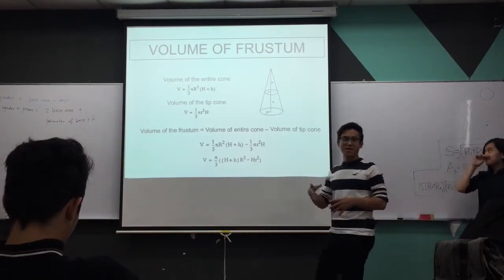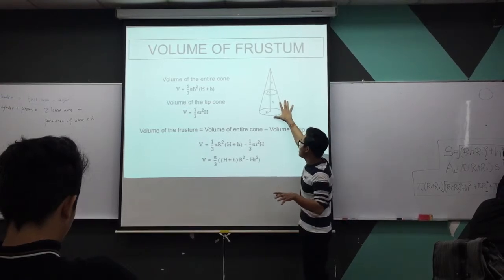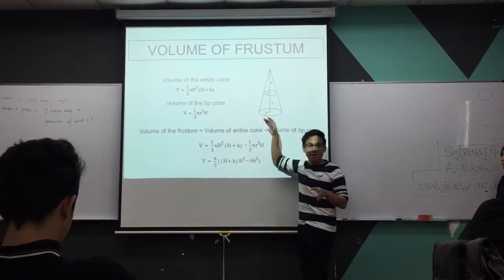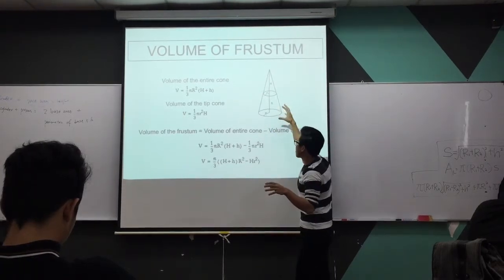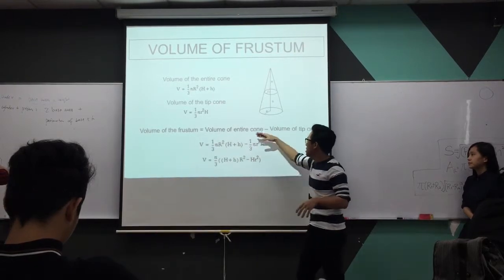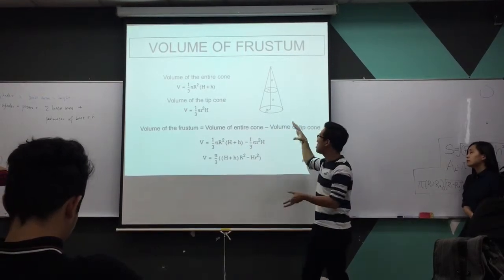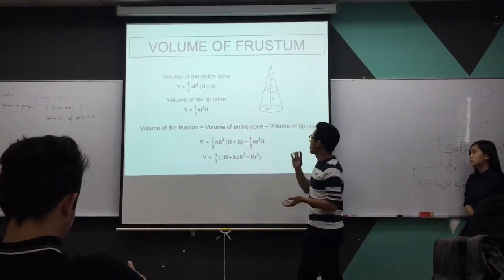Okay, I'm talking about the volume of a frustum. Let's start from a cone. You see, this is a cone. When cut in half, the upper part will become a smaller cone, and the bottom part will become the frustum. So the volume of the frustum will be equal to the volume of the entire cone minus the volume of the smaller cone.